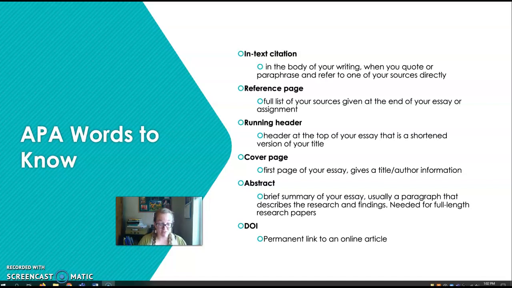Your cover page is a full page at the beginning of any assignment that lists your name, SWIC, the date, and then the title of your assignment. Your running header and page number will be here as well. You might also see an abstract on different examples of APA papers. This is sort of a summary that comes at the beginning of a longer piece of work. We won't exactly be working with abstracts much. And then a DOI, if you ever see those, is a permanent link to an online source.